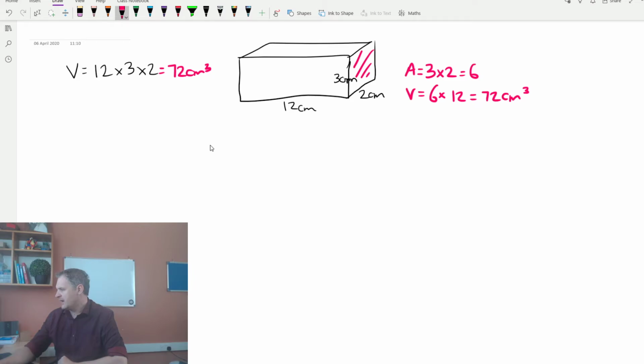And the reason the answer is 72 centimetres cubed, not squared, is because we're talking about a volume here. This would be centimetres squared, but we're now talking about a volume, which means we need centimetres cubed. But I promised that this is going to be about surface area as well.